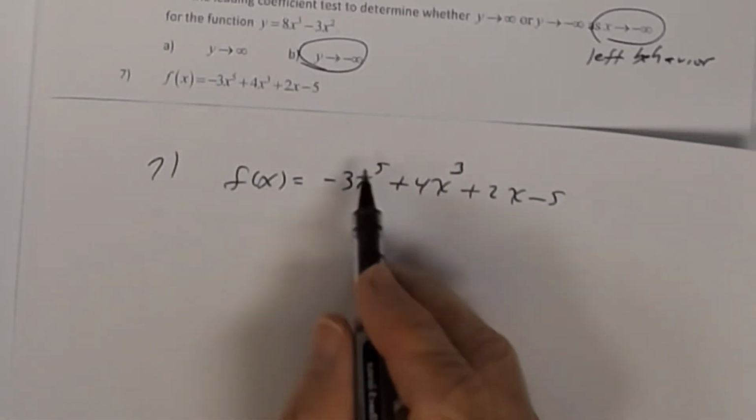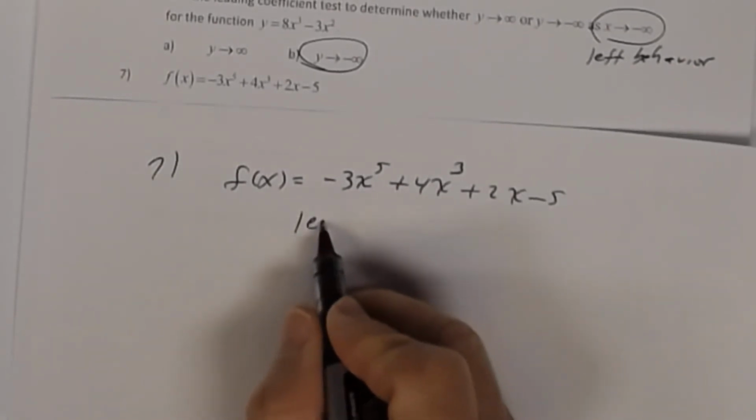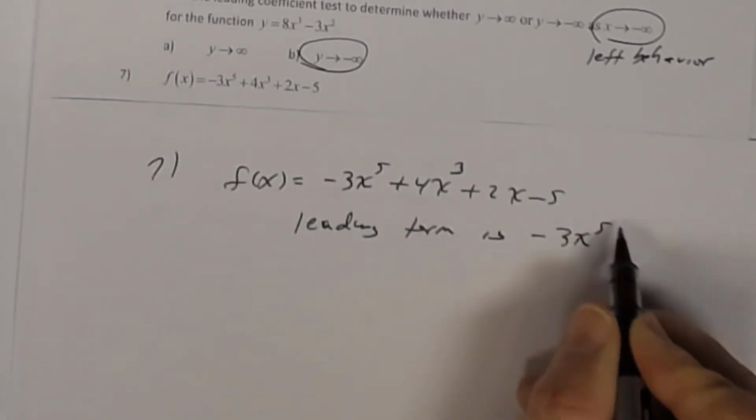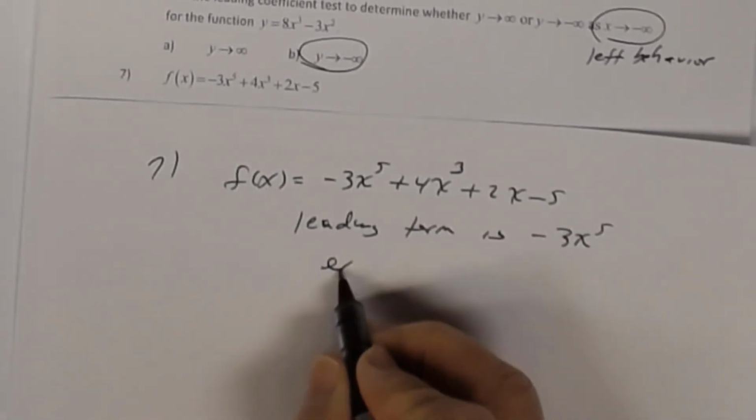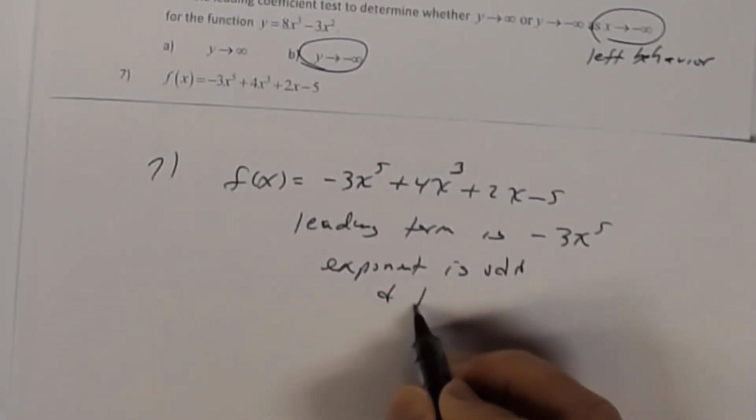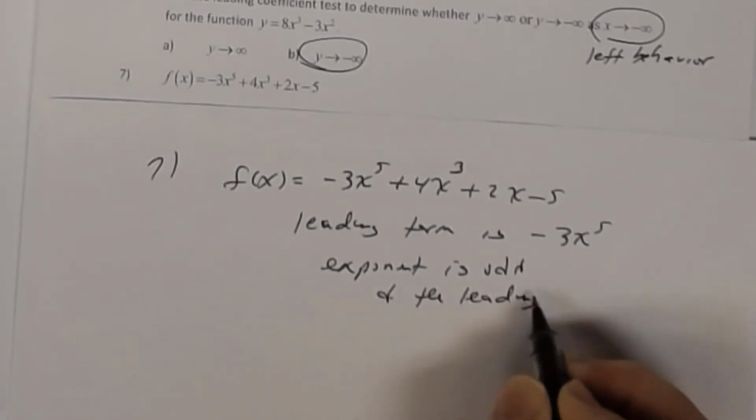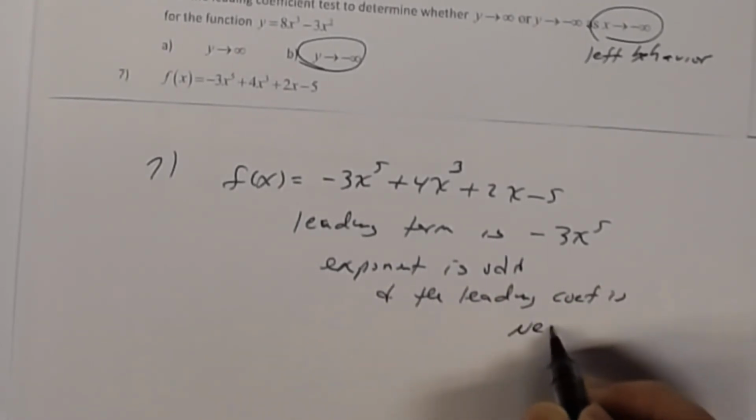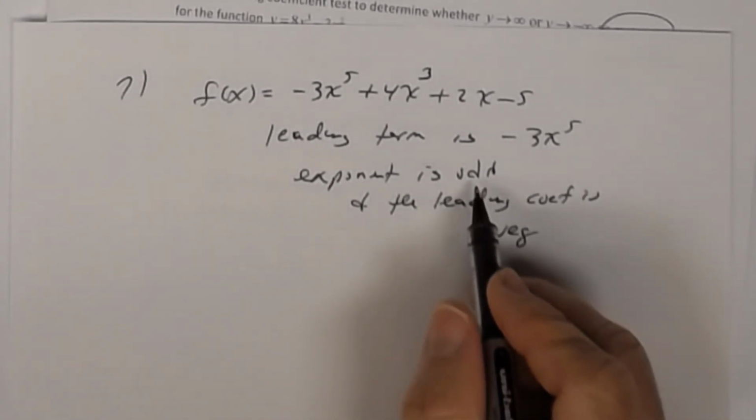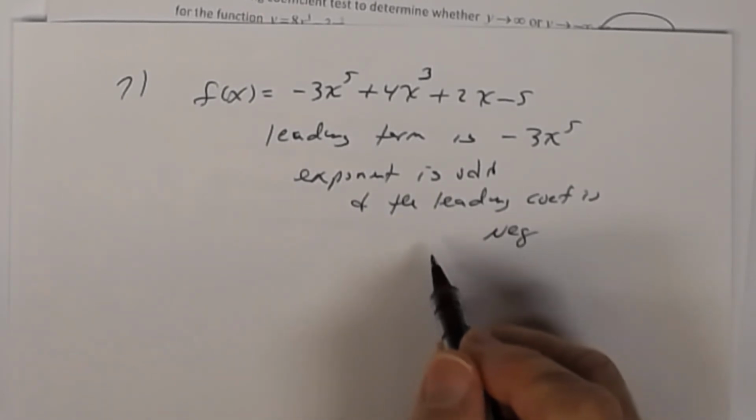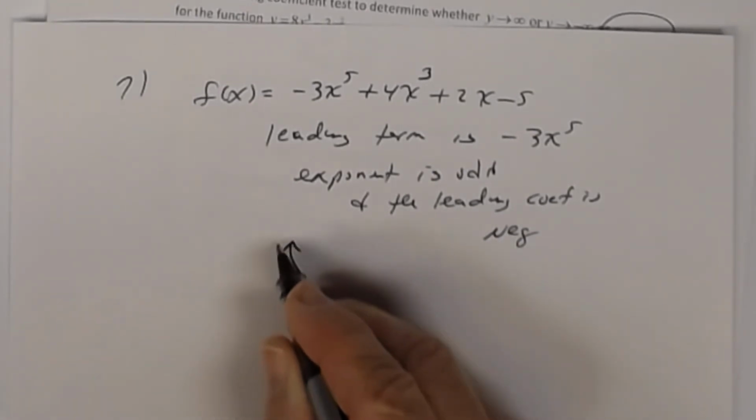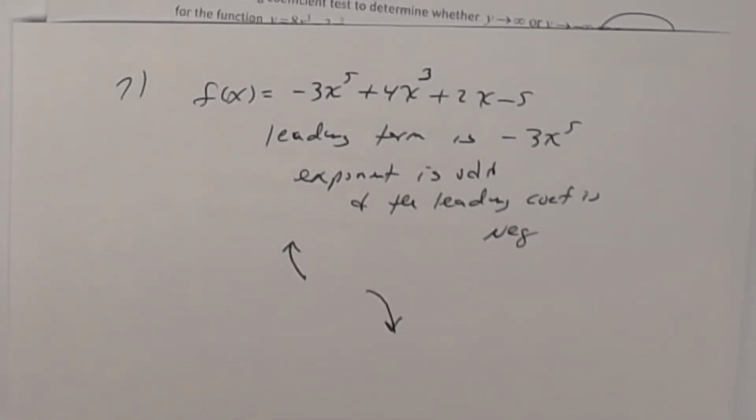So let's first of all talk about the end behavior. So the leading term is negative 3x to the 5th. Since the exponent is odd, and the leading coefficient is negative, what that means is that since the exponent's odd, your end behaviors are in opposite directions. Since the coefficient is negative, the left side is going to go up, and the right side is going to go down.